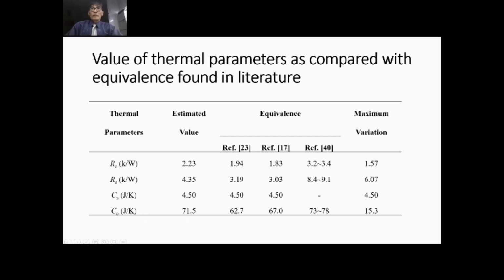You can see that from each of these references, you will find that they give different values. Some can be very high compared to 3 or 4 Kelvin per watt, and some are quite close to one another. The highest variation I could see is in RS, followed by CC, if you compare the estimated values to the literature.